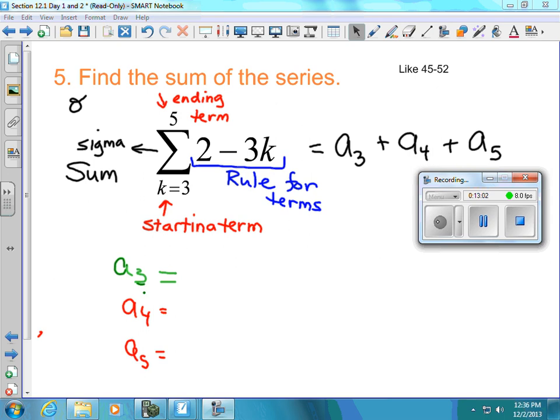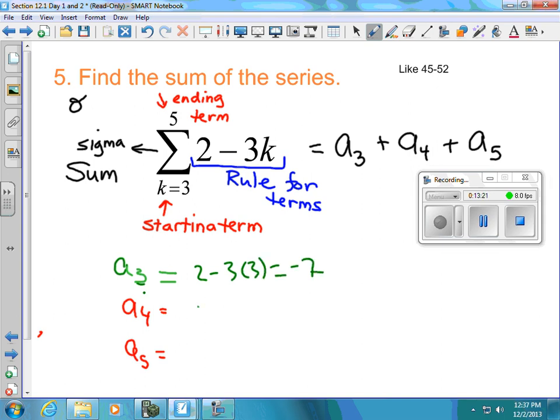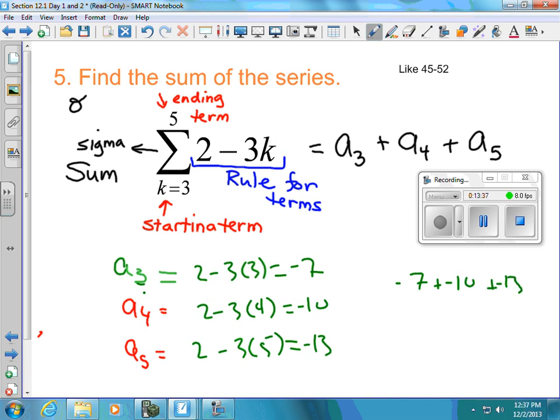So what this means is that the summation of k equals 3 to 5 of 2 minus 3k is just the third term plus the fourth term plus the fifth term. A sub 3 plus a sub 4 plus a sub 5. Now you can do this by hand: 2 minus 3 times 3, which is negative 7. 2 minus 3 times 4, which is negative 10. And 2 minus 3 times 5, which is negative 13. Then you would add those all up: negative 7 plus negative 10 plus negative 13, and you would get negative 30.